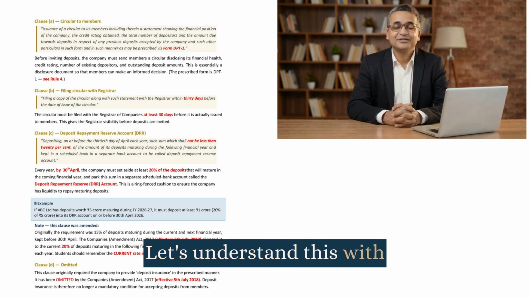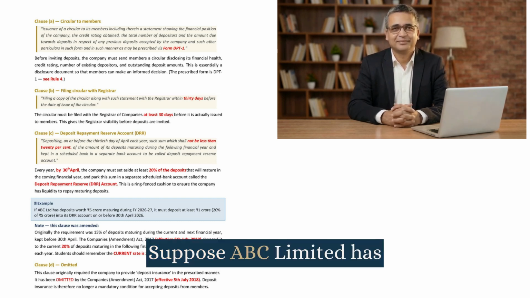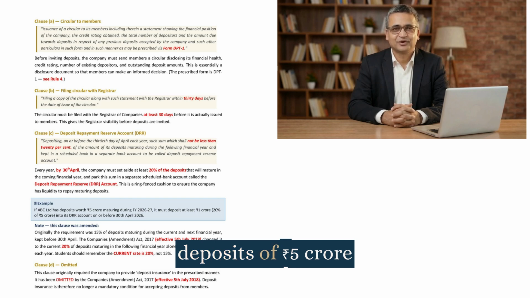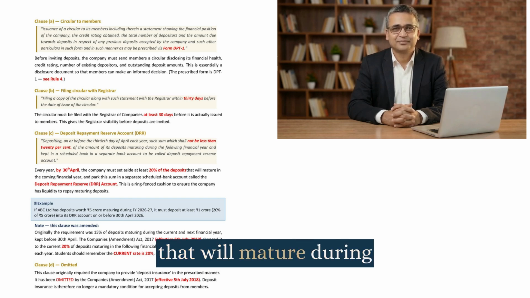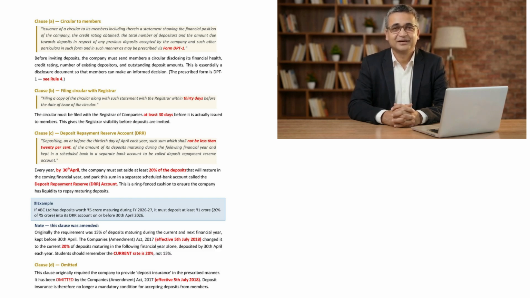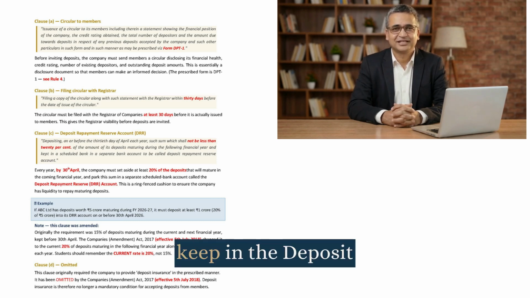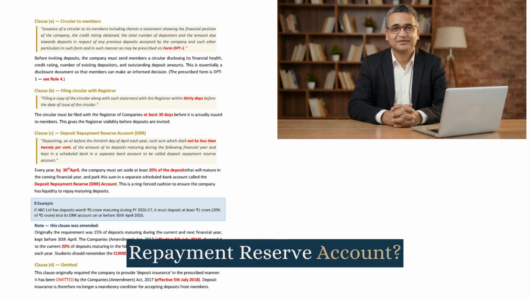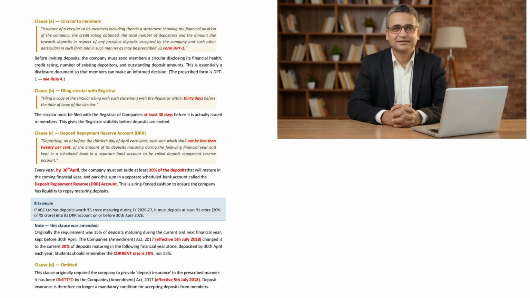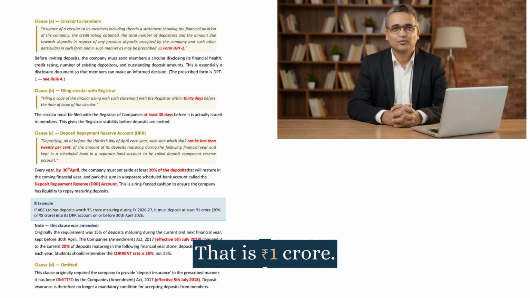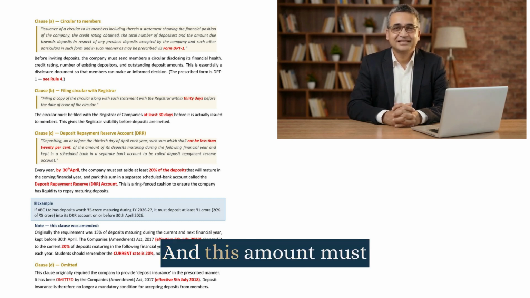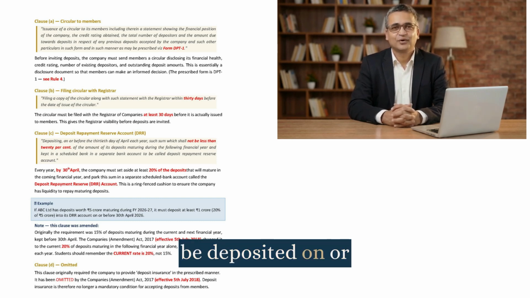Let's understand this with an example. Suppose ABC Limited has deposits of 5 crore rupees that will mature during the next financial year. How much must it keep in the Deposit Repayment Reserve account? Very simple. 20% of 5 crore rupees, that is 1 crore rupees. And this amount must be deposited on or before the 30th of April.